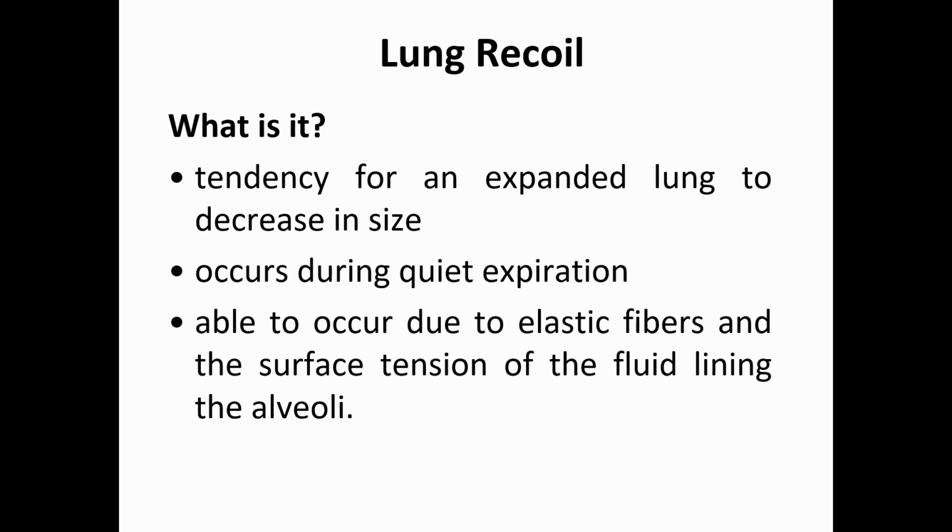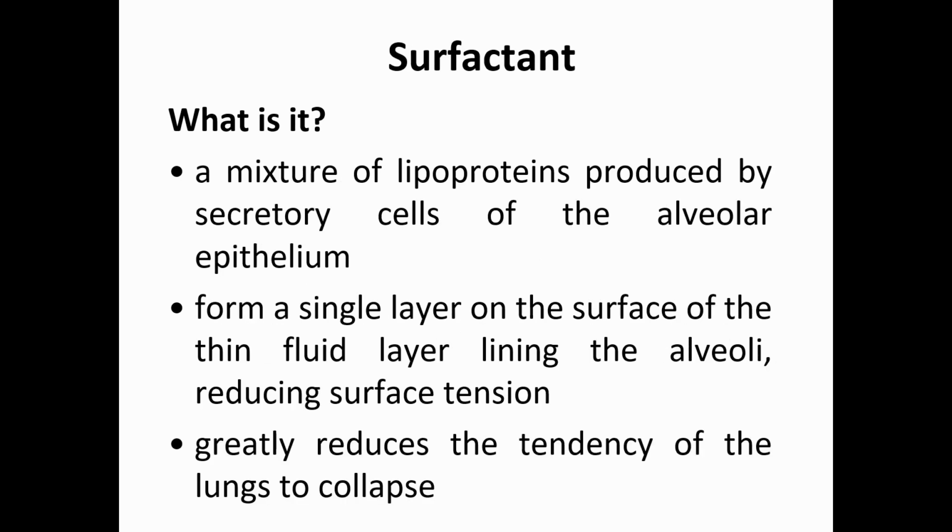Next you have lung recoil. What is lung recoil? It is the tendency for an expanded lung to decrease in size. It occurs during quiet expiration and is able to occur due to elastic fibers and the surface tension of the fluid lining the alveoli. Next, you have your surfactant. Surfactant is a mixture of lipoproteins produced by secretory cells of the alveolar epithelium. It forms a single layer on the surface of the thin fluid layer lining the alveoli, reducing surface tension. It greatly reduces the tendency of the lungs to collapse.